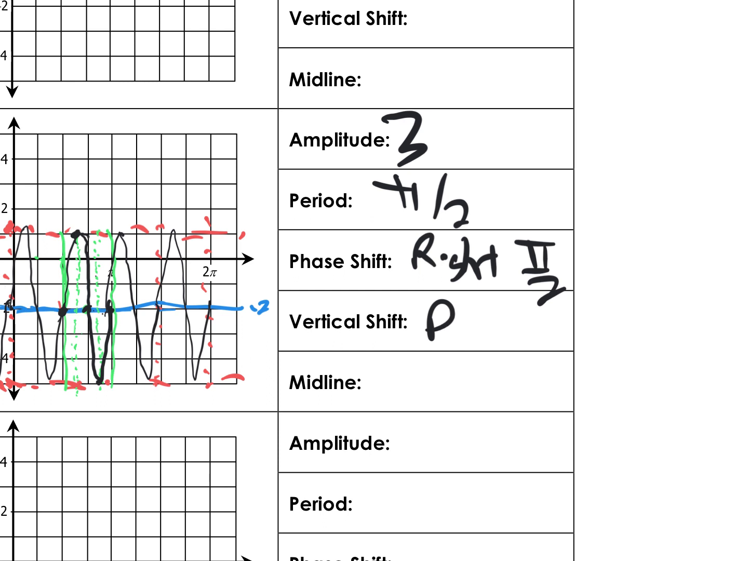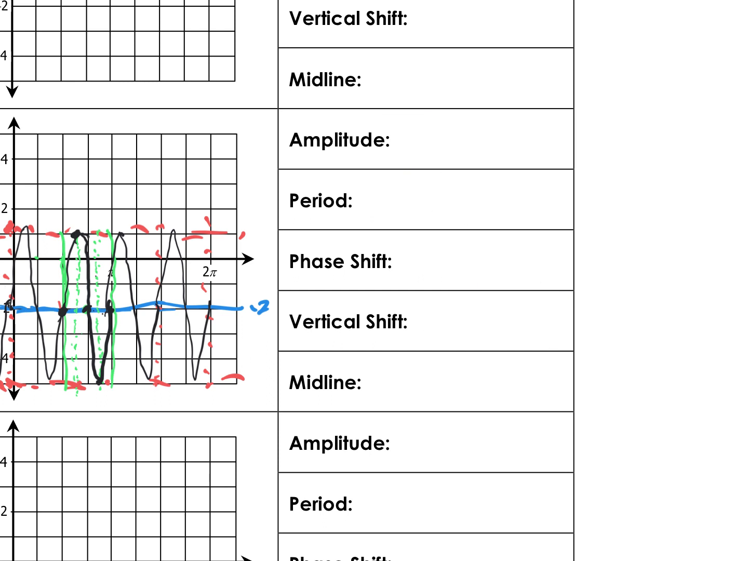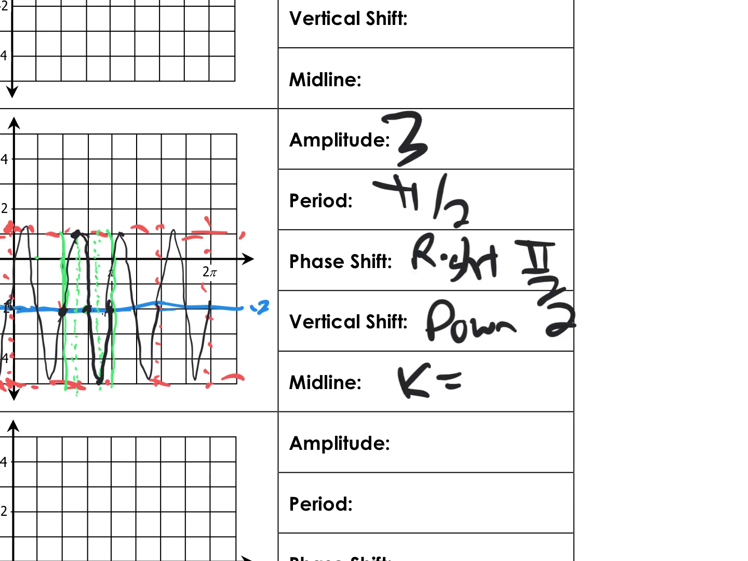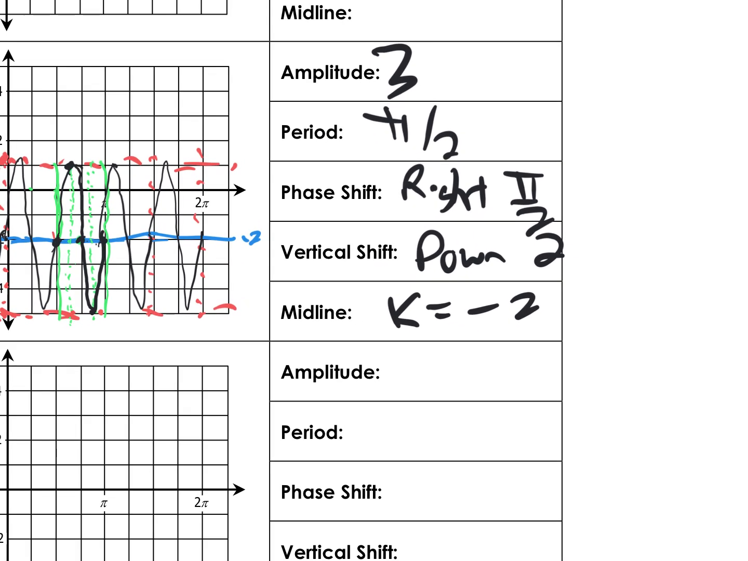Down 2. Sir, I have a relic of the past. And K is what? It was my midline. Hold on. K is what? Negative 2. Okay. Yes. I have a Peter Piper's token.